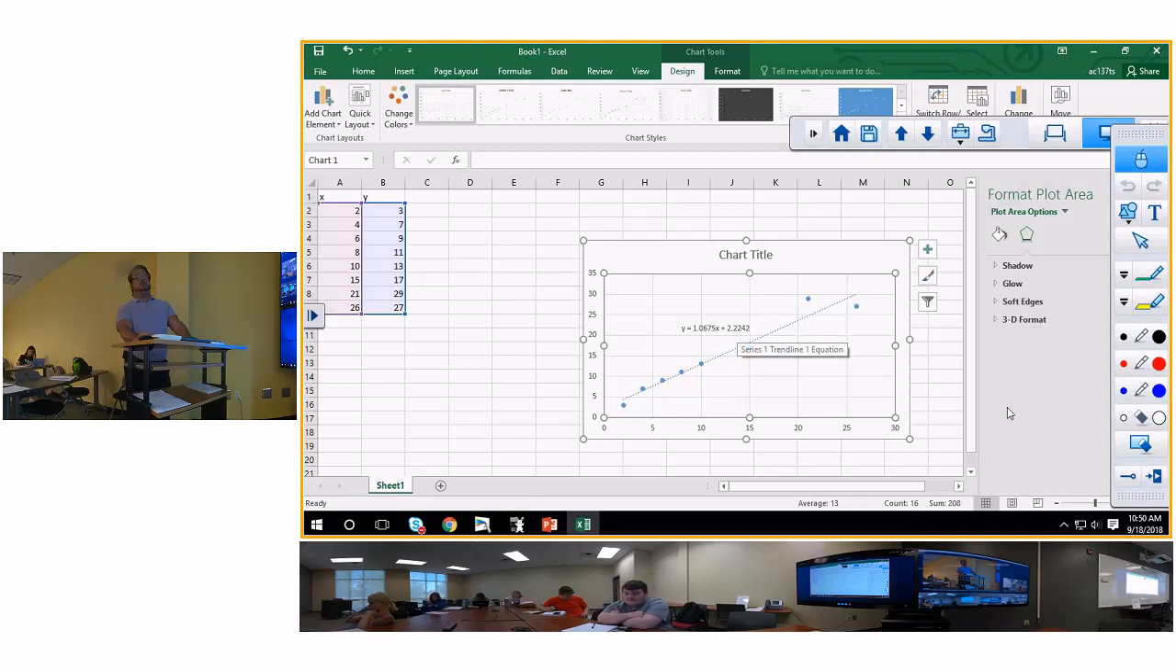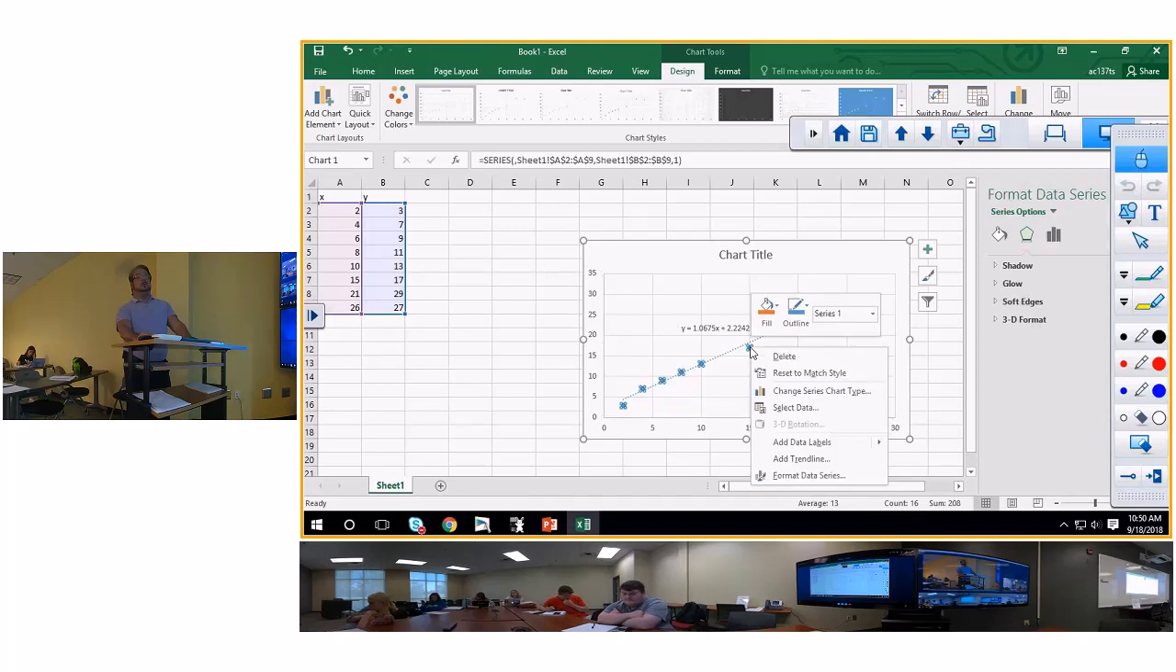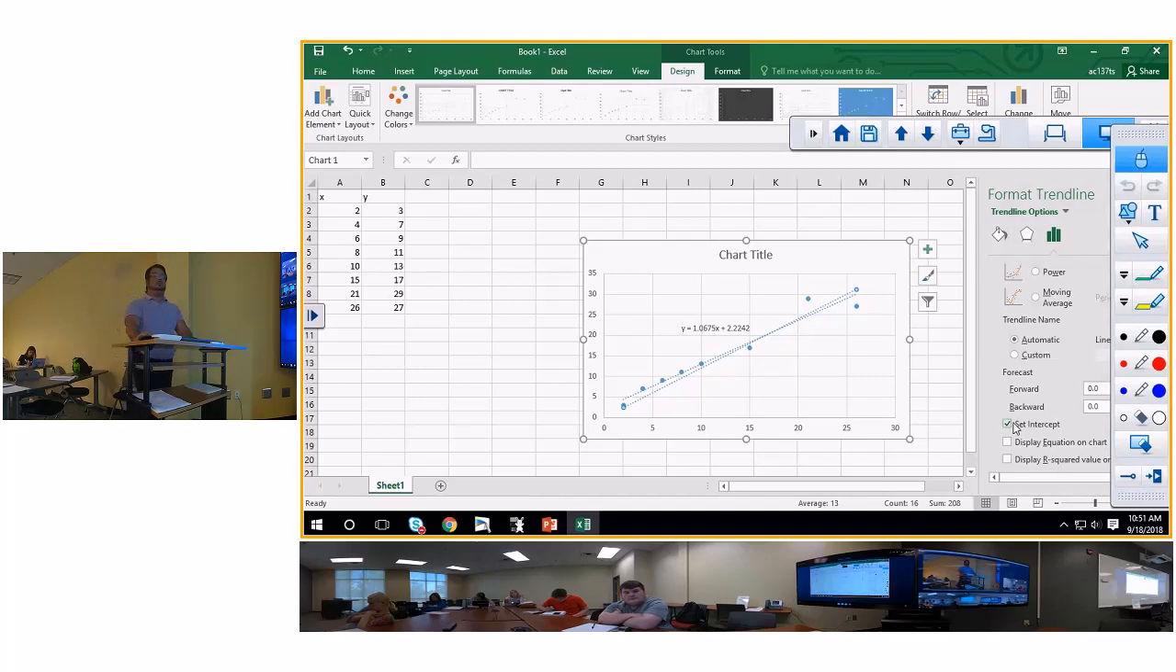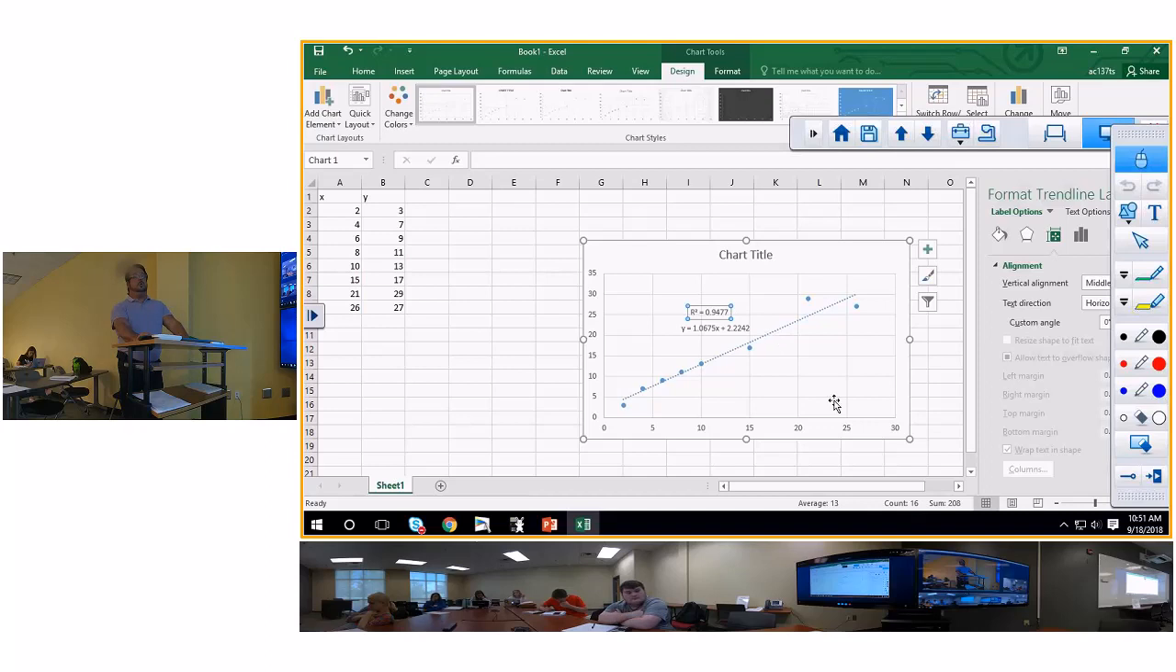You can actually put the y-intercept in there also. Right click, go down to add trend line. We've done that. And go down and put set intercept. And that changes the line a little bit. I don't use it. And correlation factor, you can set the correlation as R. So that means 0 to 1. Is there a correlation? Yes. What is correlation?